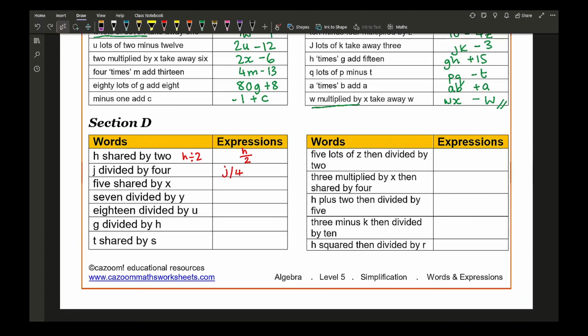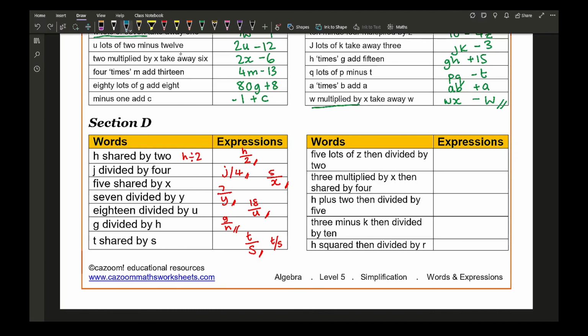5 shared by x is going to be 5 over x. 7 divided by y is 7 over y. 18 divided by u is 18 over u. G divided by h, so g over h, and t shared by s is going to be t over s. Again, apologies if I'm going all over the place, I just have to make sure that the fractions are written carefully. Now, if you were to write these as, let's say, t over s, that'd be absolutely fine. Again, it's just presentation is all.